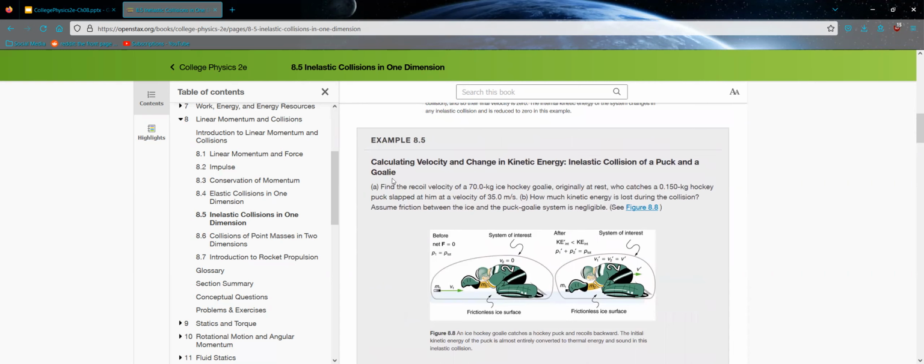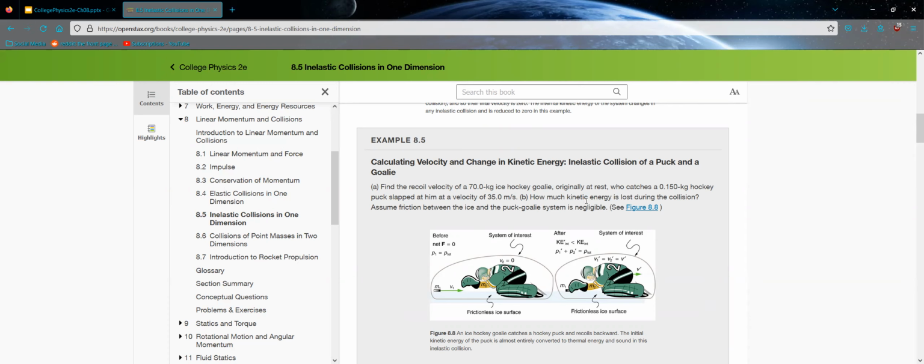So for question A, can you find the recoil velocity of a 70-kilogram ice hockey goalie who was originally at rest, so velocity of 0, but catches a 0.15-kilogram hockey puck that was slapped at him at a velocity of 35 meters per second? So you have M1 V1. You can figure out a momentum for him initially. You can figure out a momentum for the puck initially. And then you figure out the final momentum of him, given that he catches the puck, meaning that him and the puck are essentially the same system.